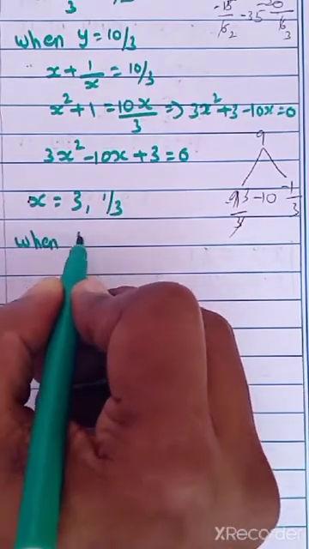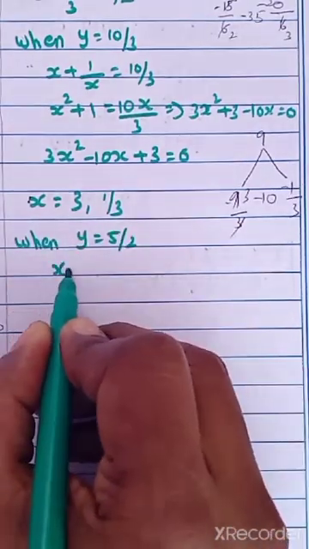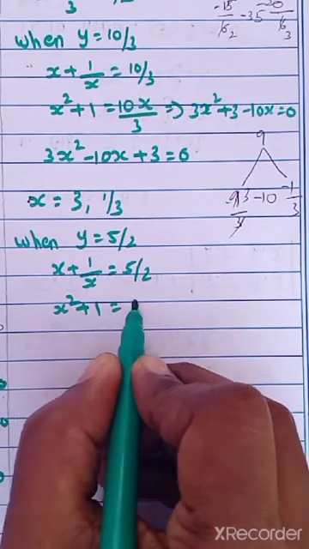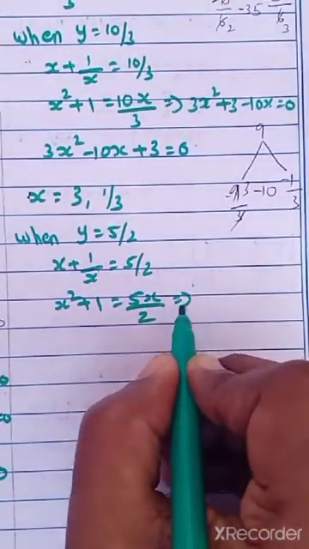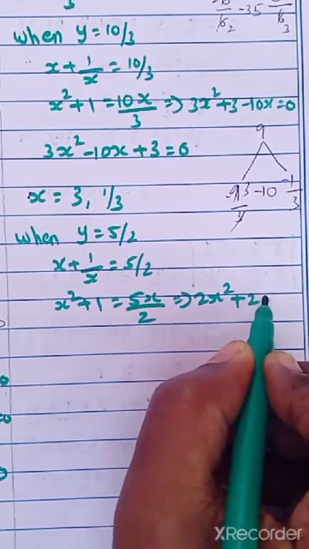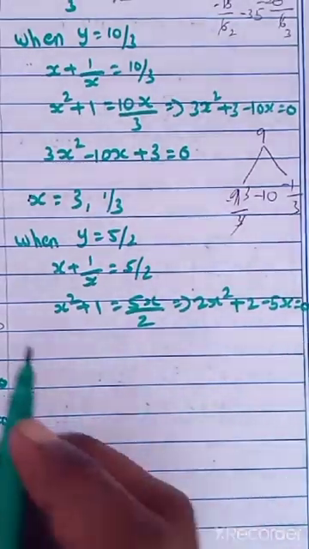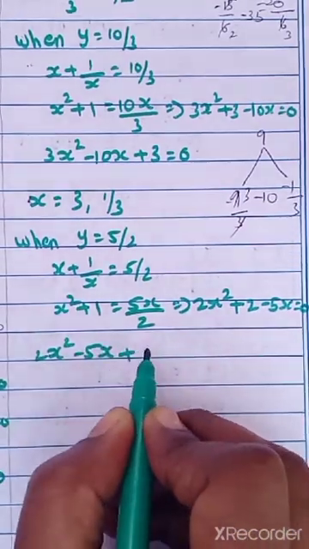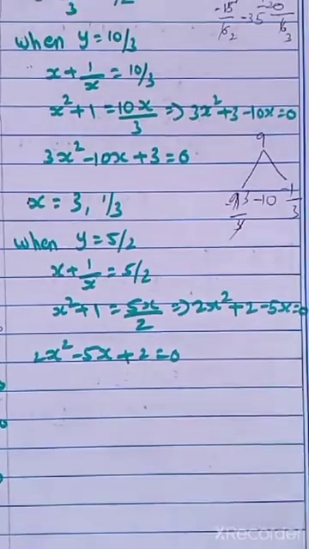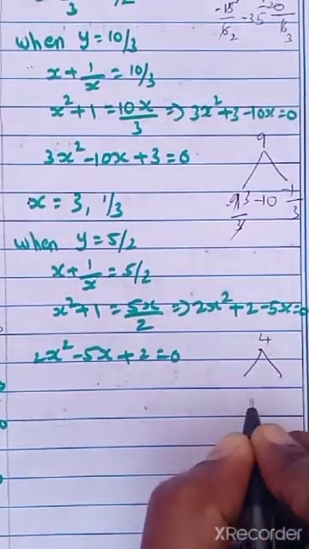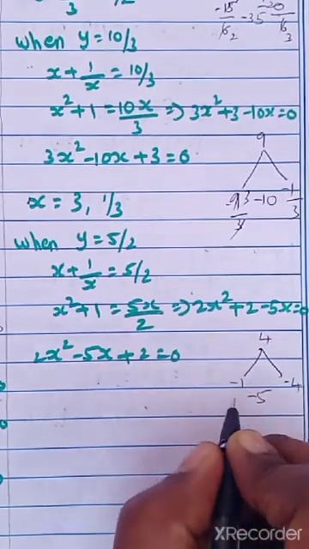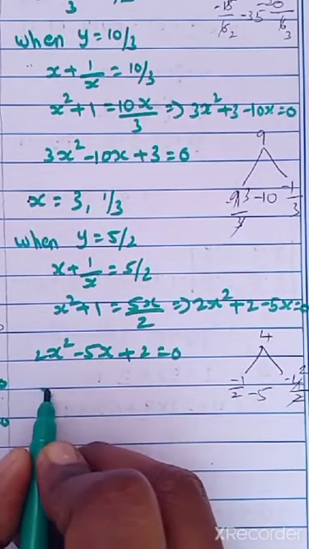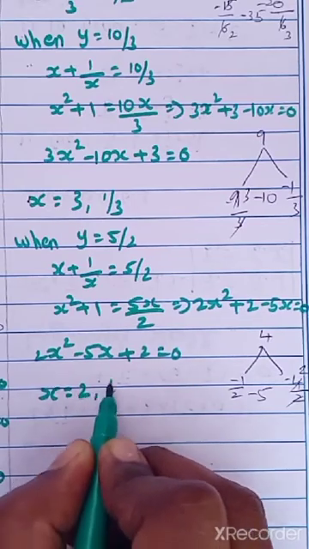Similarly, when you substitute y equal to 5 by 2, x plus 1 by x equal to 5 by 2. So x square plus 1 equal to 5x by 2. 2x square plus 2 minus 5x equal to 0. Rewriting again, 2x square minus 5x plus 2 equal to 0. So again, if we take 4 and 1, minus 4 minus 1, then divided by 2. Okay, so here what is your x value? 2, 1 by 2.